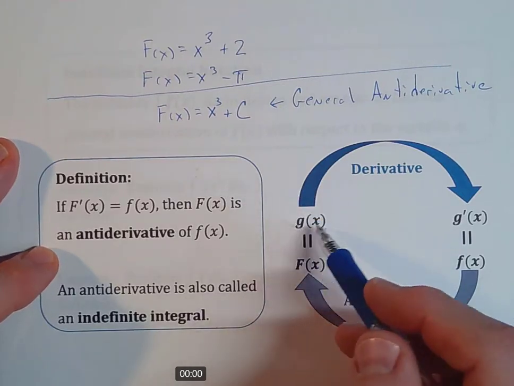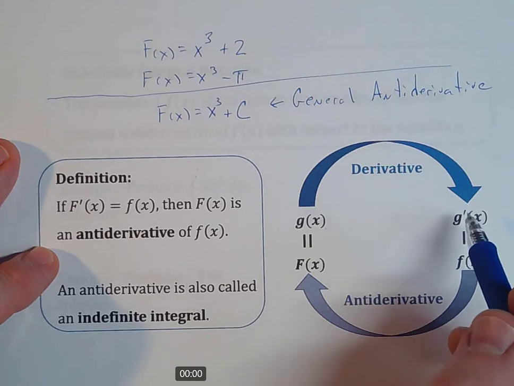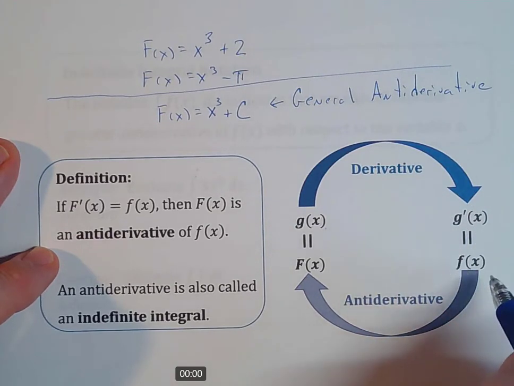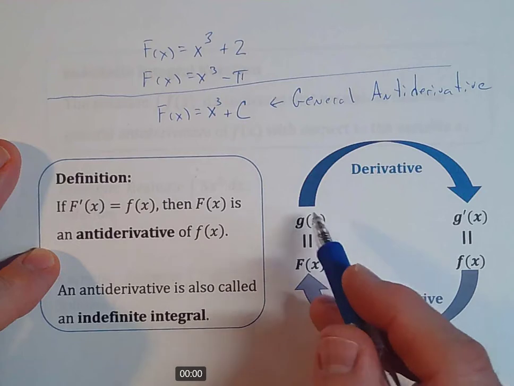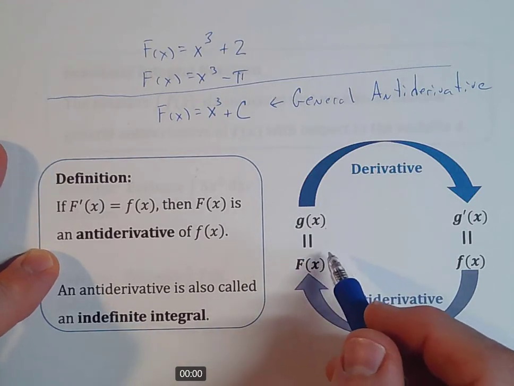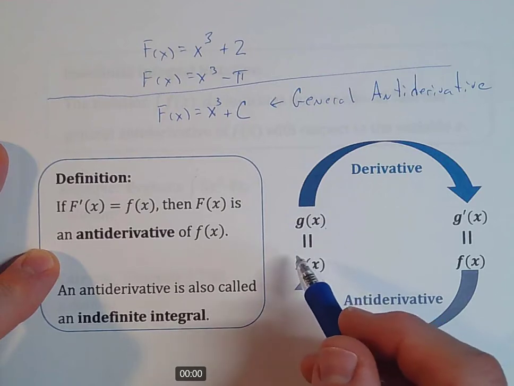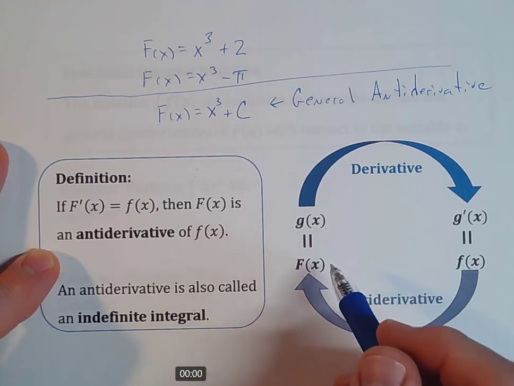Suppose that I start off with x cubed. All right, so I take the derivative of it and I get g prime, which would be 3x squared. So 3x squared is my f of x. But when I take the antiderivative of that, well, okay, I get the x cubed, the thing I started off with, but this could be x cubed plus 1, or x cubed minus 3, or x cubed plus pi, or whatever. So these are not exactly equal, but they belong to the same family of functions.